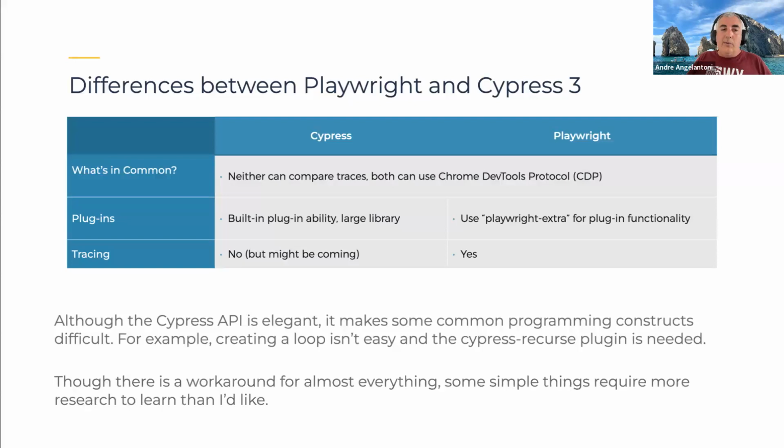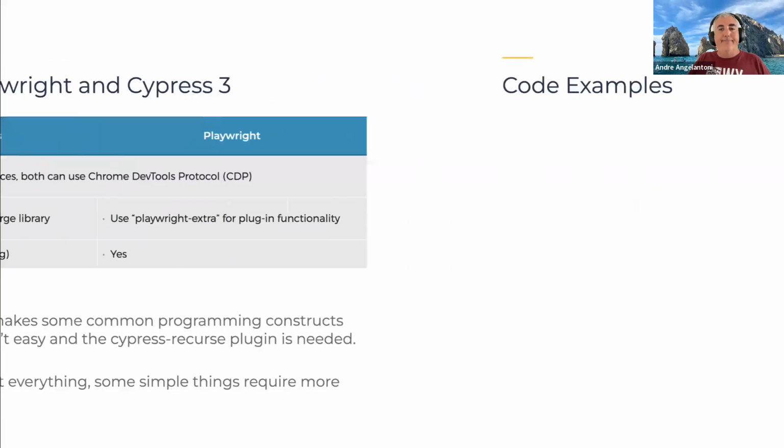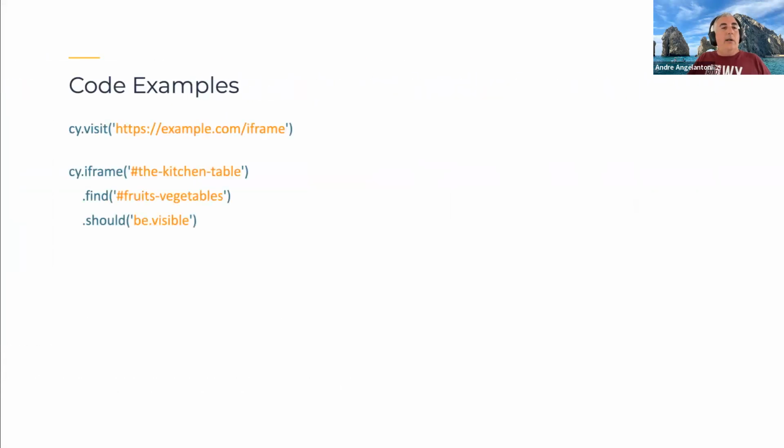And although there's a workaround for almost everything, some simple things, when I look back over a year of learning the tool, required more research than I'd like. So here's an example of Cypress code working with an iframe. Now you notice, take a look at the side.iframe. It goes and grabs that object, and then it sends that object, it's chained. You could put all this on the same line. And then it says, okay, well, the result of the iframe, send it to the find. The result of the find, send it to the should. And if that all qualifies, then you have a passing test.